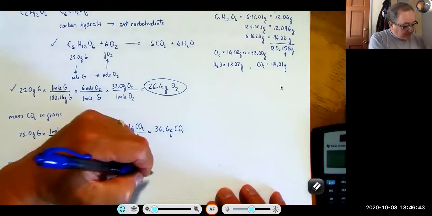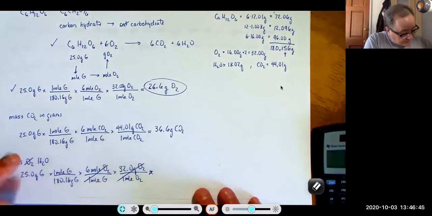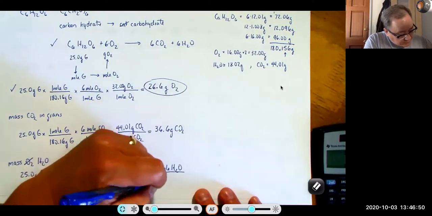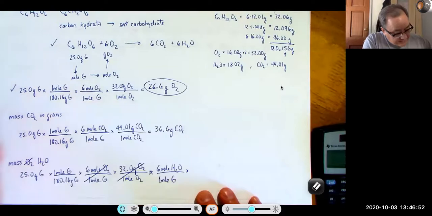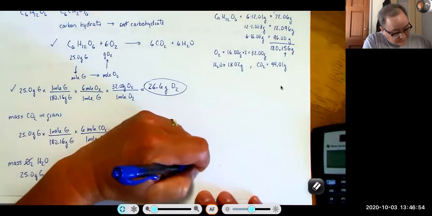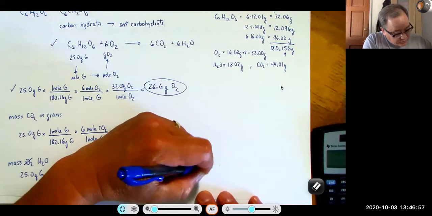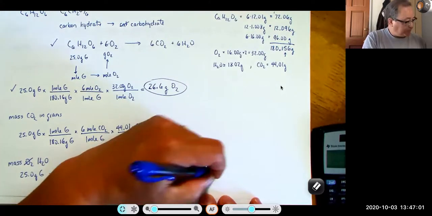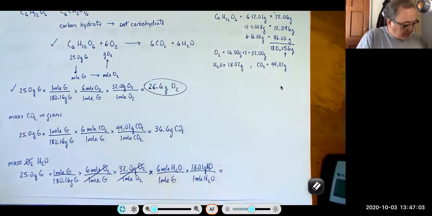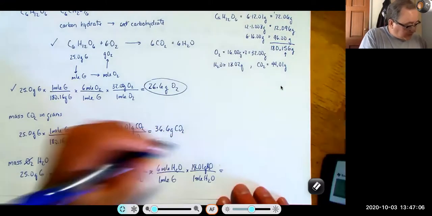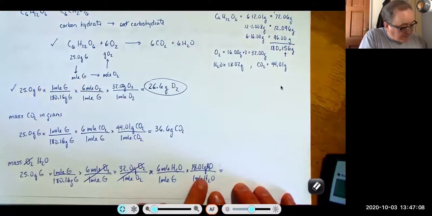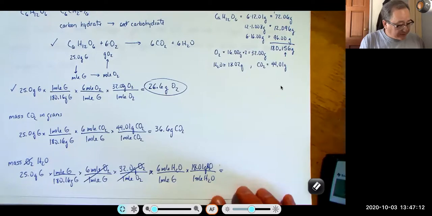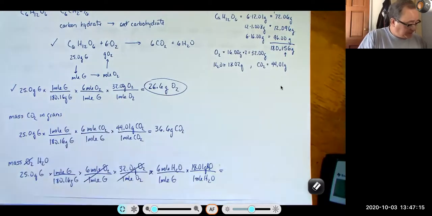And what we're going to have here, instead of 6 mole of O2, is we're going to have 6 mole of H2O to 1 mole of glucose and 18.01 grams of H2O to 1 mole of H2O. So here, if we compare this to this above, this is about half of that. So this answer should be about half of that. A little bit more, because 18 is a little more than half of 32.